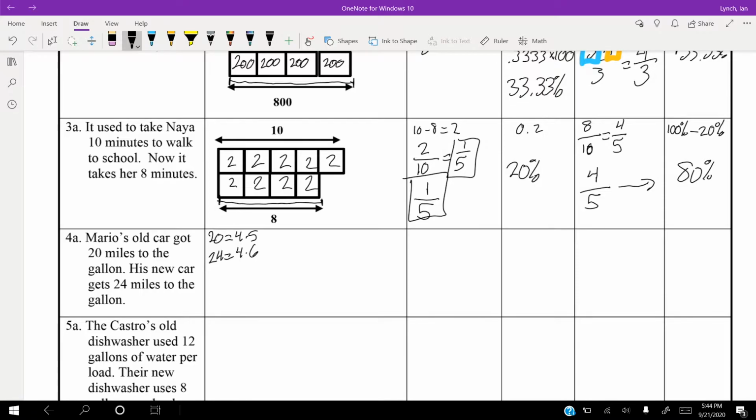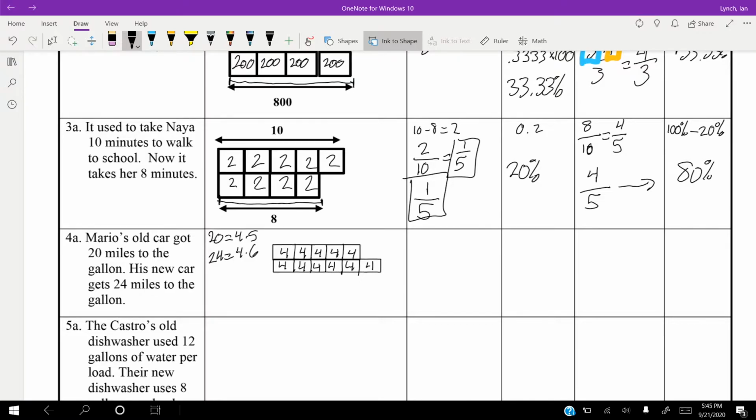So I'm going to draw out my boxes. On the top, I'm going to draw 5 boxes. And on the bottom, I'm going to draw out 6. There we go, 6 boxes. Now in each one of these, I'm going to put a 4 into it, because this adds up to 20 and the bottom adds up to 24.